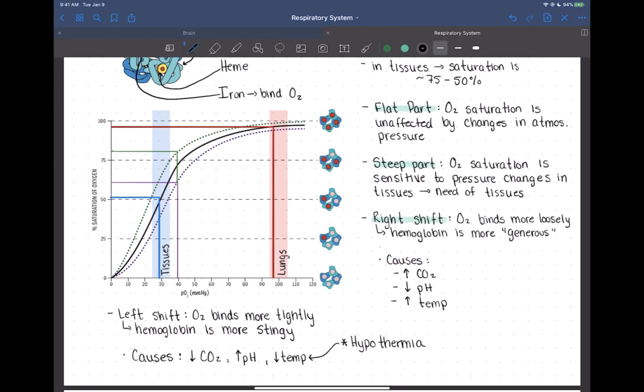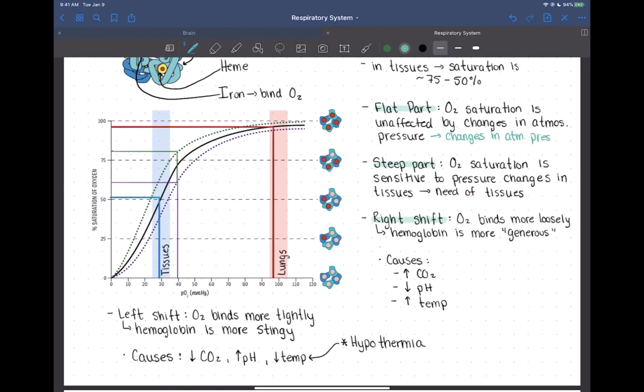Okay, so the flat part is important because the oxygen saturation is totally unaffected. It stays close to 100%, even with pretty big changes across here in partial pressure of oxygen. And the reason that is important is because you can change atmospheric pressure depending on where you are. So, changes in atmospheric pressure.